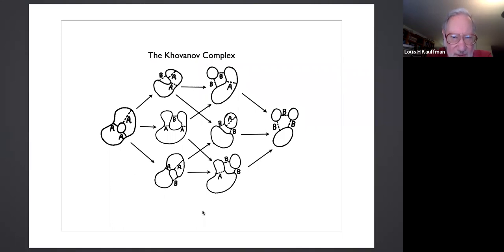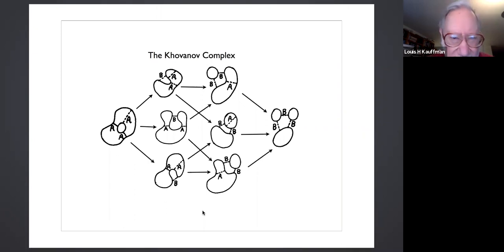Better said, category here, because it's just arrows and objects and nothing else. I've written the states again, and I have an arrow between one state and another if an A smoothing turned into a B smoothing as I walked along the arrow. So I started on the left with all A's and I ended up on the right with all B's, and I have 2 columns in the middle. In the first column, there's 1 B only. In the second column, 2, and in the last column, 3.